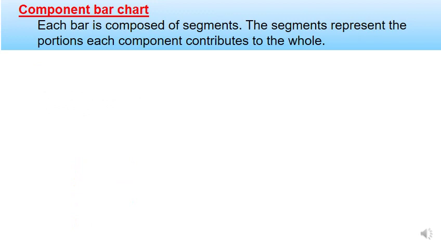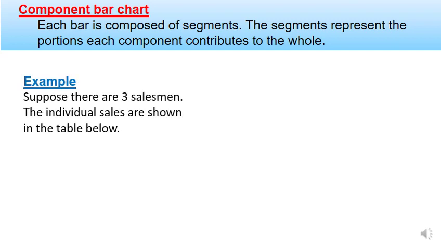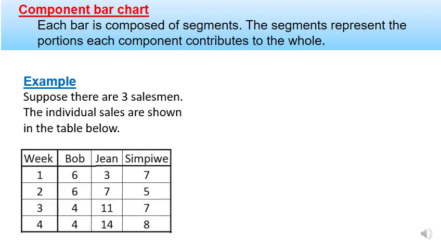Then we have our component bar chart. Here each bar is composed of segments, and the segments represent the portions that each component contributes to the whole. So continuing with our same example, let's suppose there are 3 salesmen and the individual sales are shown in the table below. So we've got each week, and we see Bob in the first week sells 6 cars, Jean sells 3, Simpiwe sells 7. So we've got for each person how many cars they sell during the weeks.